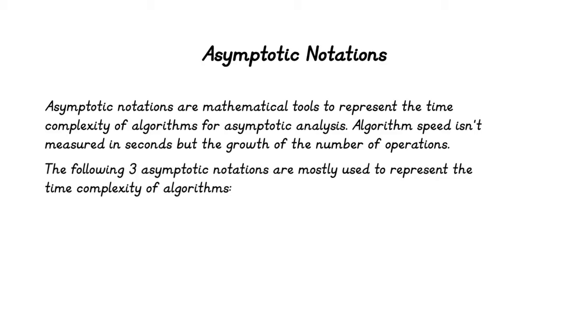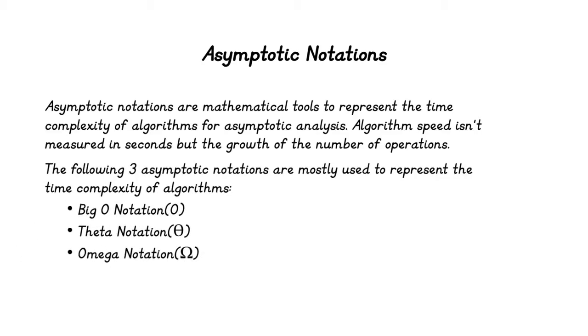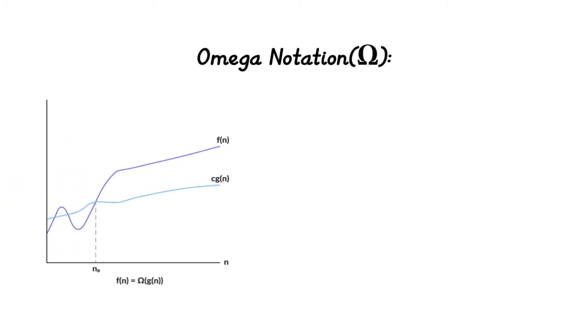Asymptotic notations. Asymptotic notations are mathematical tools to represent the time complexity of an algorithm for asymptotic analysis. Algorithm speed isn't measured in seconds, but in the growth of the number of operations. The following three asymptotic notations are mostly used to represent the time complexity of an algorithm: big O, theta, and omega. First, we will discuss what omega notation is.